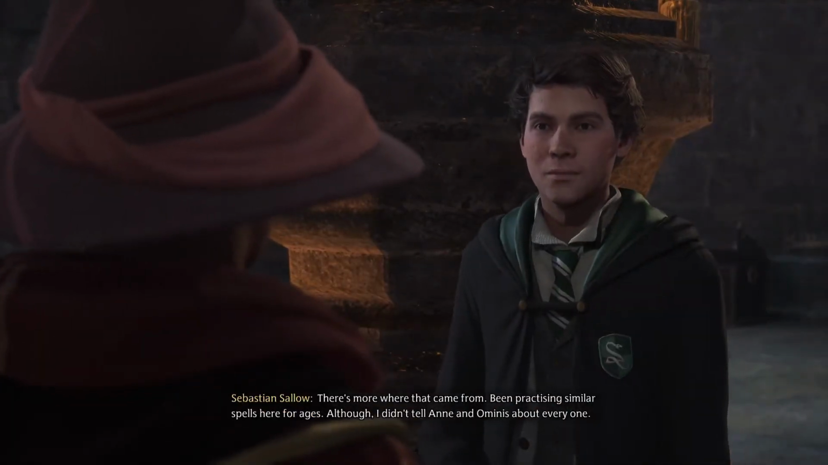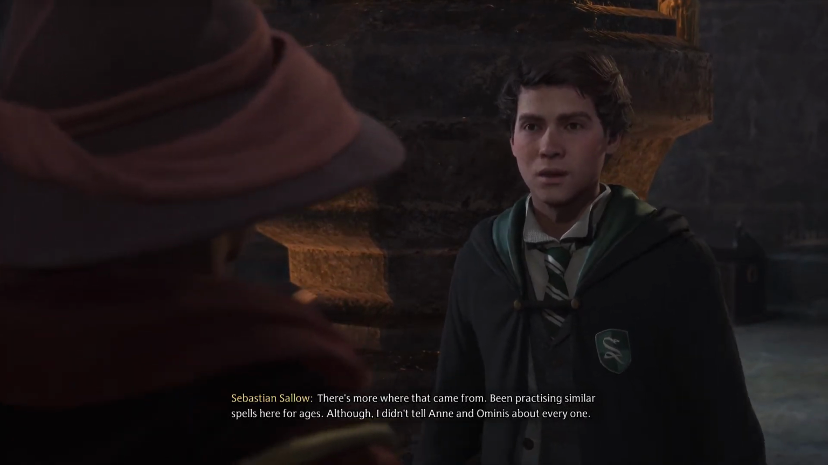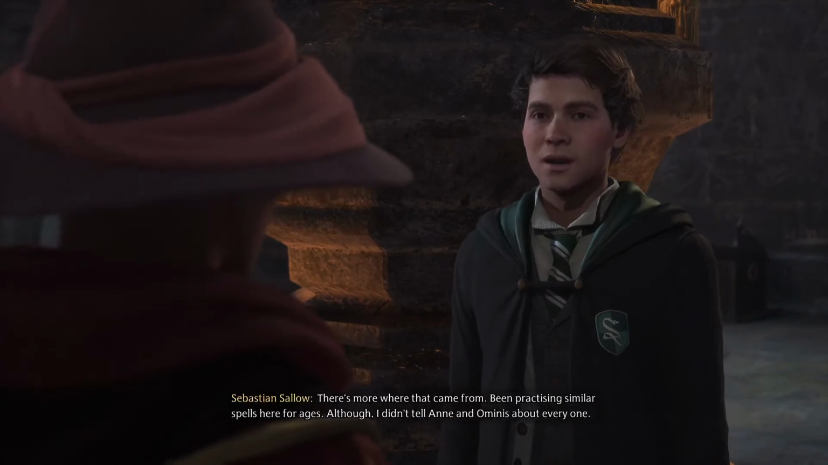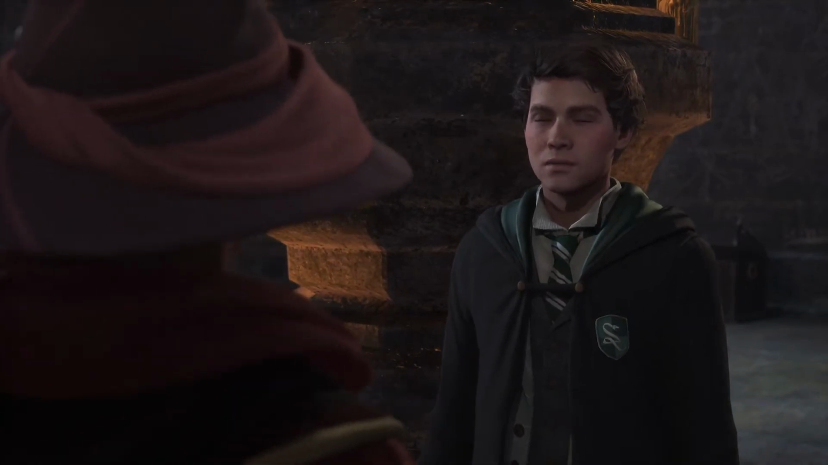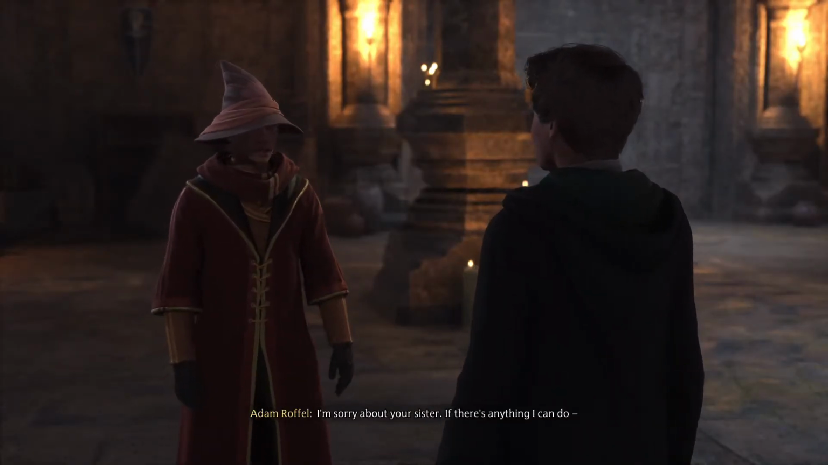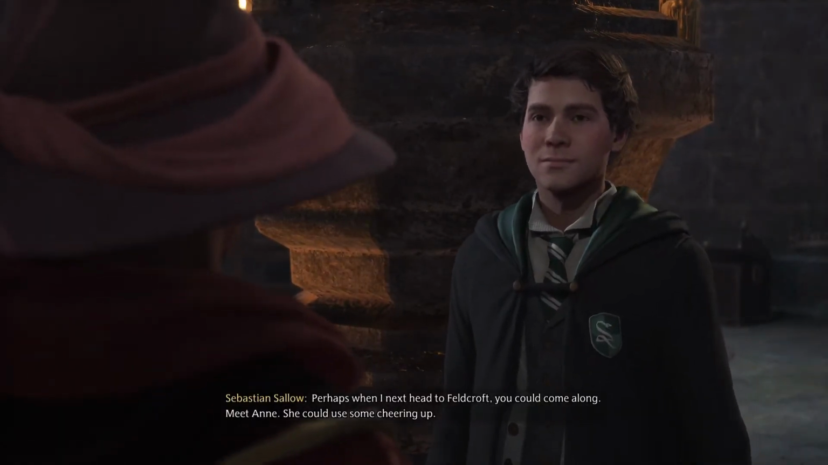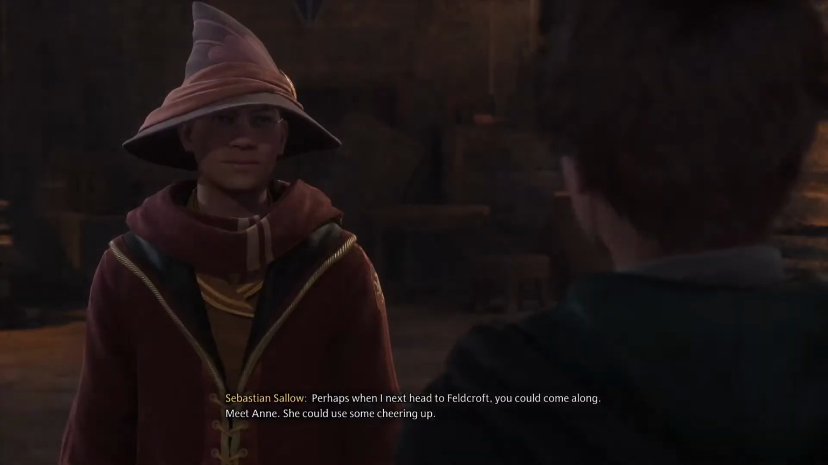There's more where that came from. Been practicing similar spells here for ages. Although, I didn't tell Anne and Ominous about every one. Haven't been here in some time. It's not the same without Anne. I'm sorry about your sister. If there's anything I can do... Perhaps when I next head to Feldcroft, you could come along. Meet Anne. She could use some cheering up.